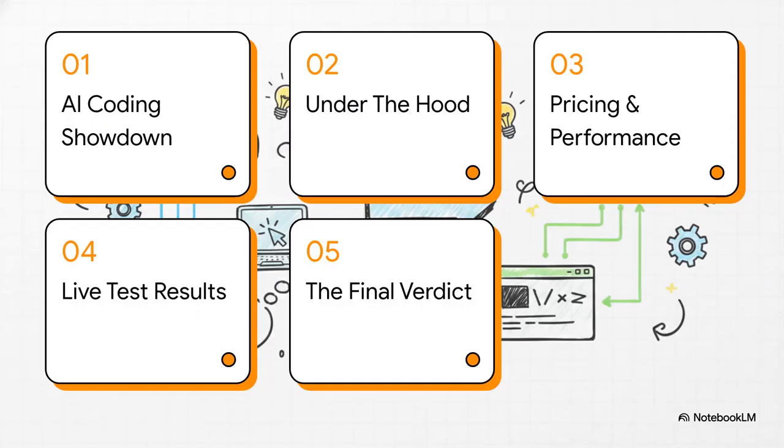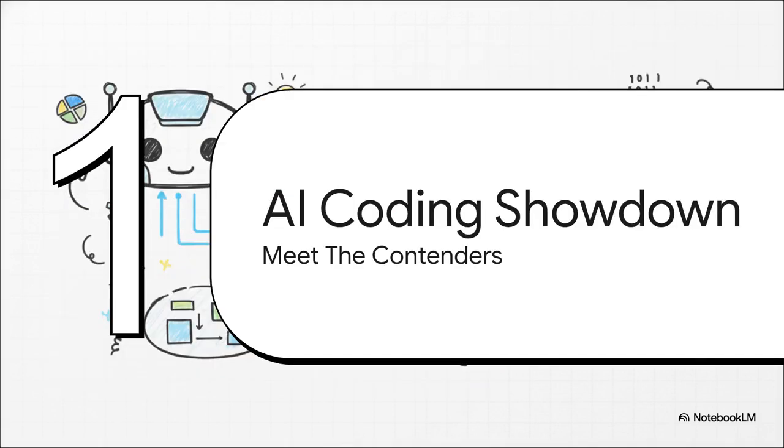Here is our fight card for today. 1. The AI coding showdown. 2. Under the hood. 3. Pricing and performance. 4. Live test results. And 5. The final verdict. Kicking things off with Section 1, the AI coding showdown.